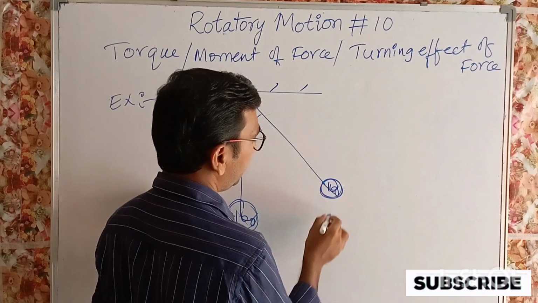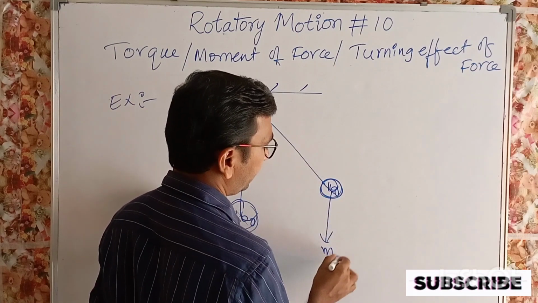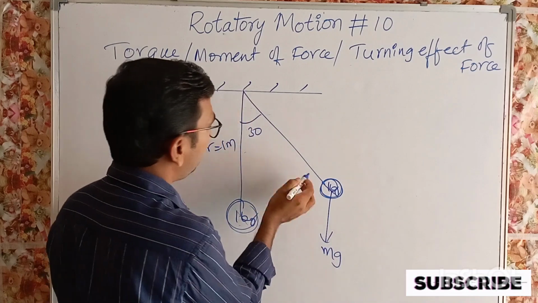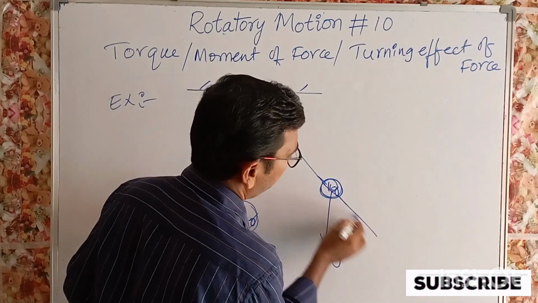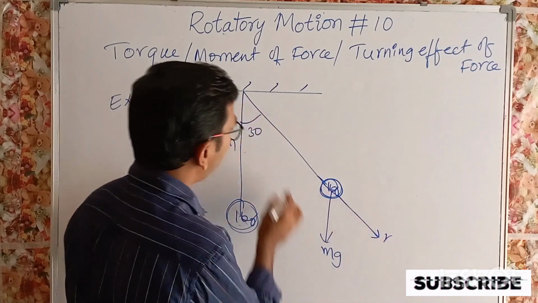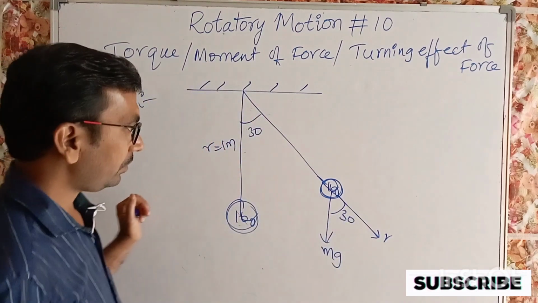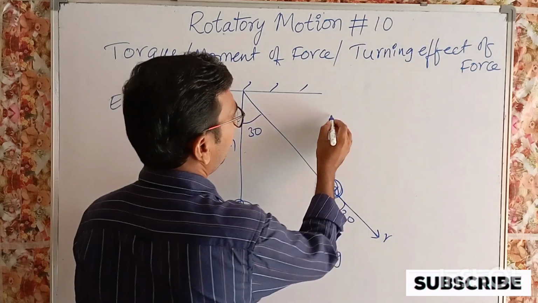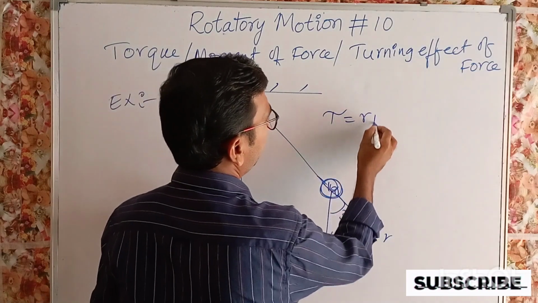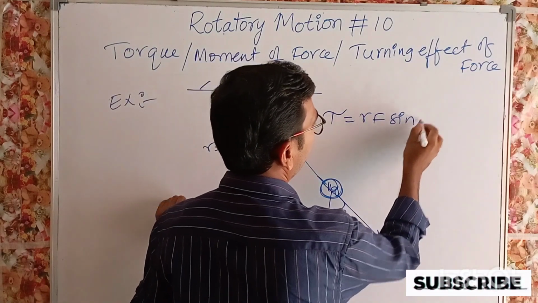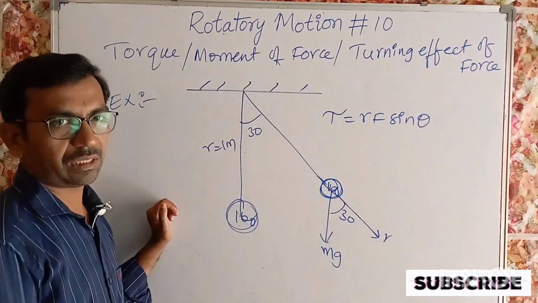Here the weight mg is acting downwards, and you can extend this to get R. This is R, this is 30, so this is also 30. So what is torque? Torque tau is equal to R F sin theta.